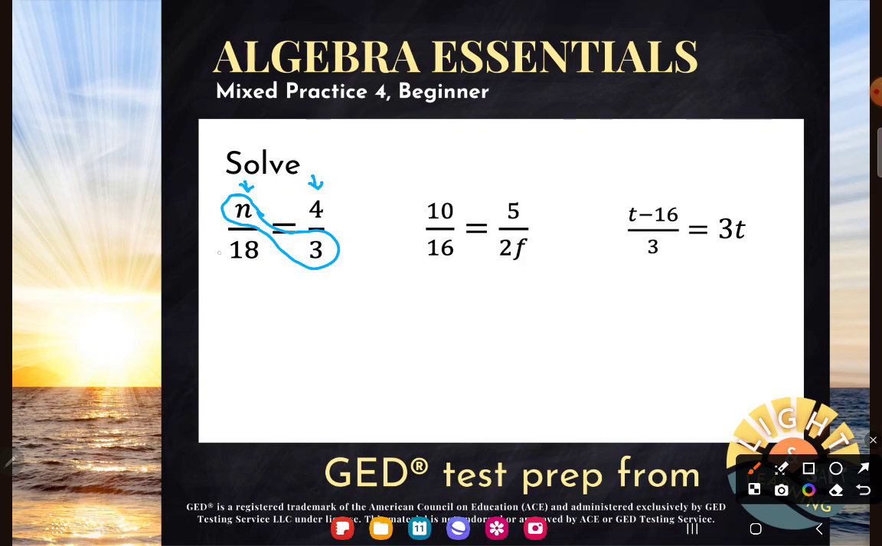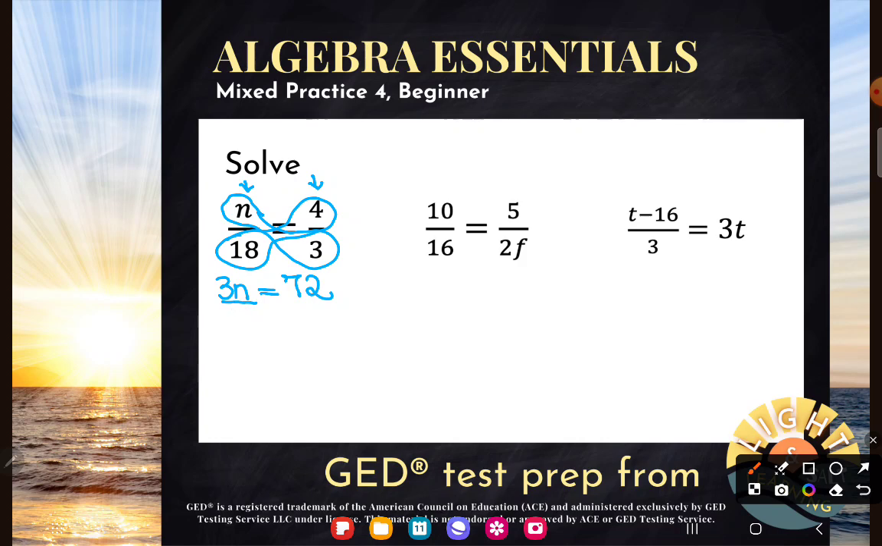Let's multiply the numerator of one side of the equal sign with the denominator of the other. So 3 times n is 3n, and that's going to be equal to, don't drop your equal sign, the other cross product. Let's see, 4 times 18. 4 times 10 is 40, 4 times 8 is 32, 72, and yes, you can use a calculator. All right, n's not alone. We got rid of our little fraction problem, but we still need to isolate n.